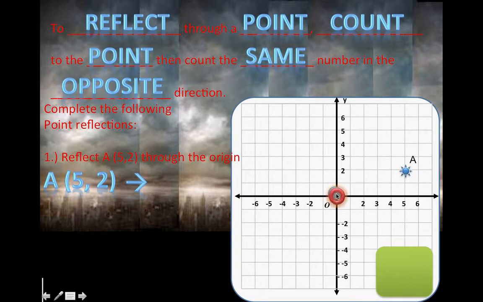Now I want to count that same number in the opposite direction, so repeat that process again. We're going to go down 1, 2, and we're going to go over 1, 2, 3, 4, and 5. So we should end up right over here. So our original was at 5, 2. When it reflects through the origin here, it ends up at negative 5, negative 2.